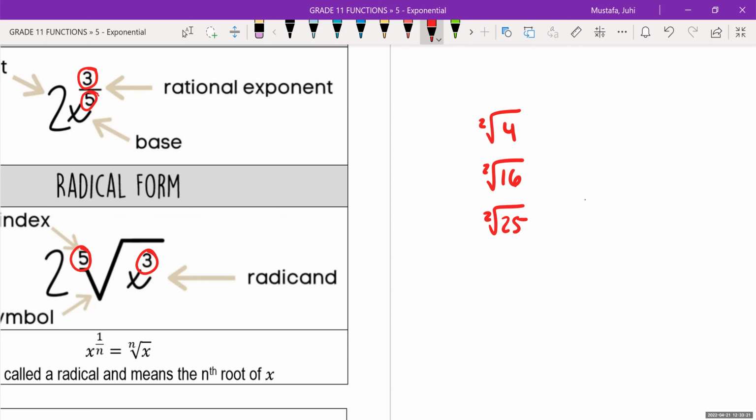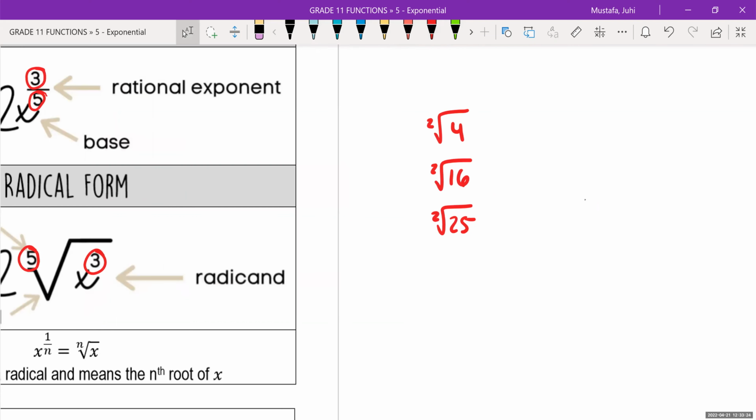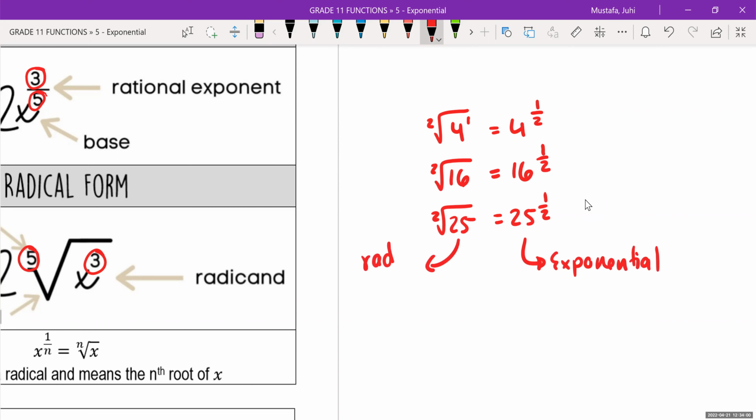So technically, if we were to take these radical forms and change them to exponential forms, what you would do is, this is like saying 4 to the power of 1, and you could rewrite this as 4 to the power of a half. Because remember, the number attached to the base goes as the numerator, and the index, which is on the left-hand side, goes as the denominator. This would be rewritten as 16 to the power of a half, and this would be rewritten as 25 to the power of a half. These are all exponential forms, and these are all radical forms.